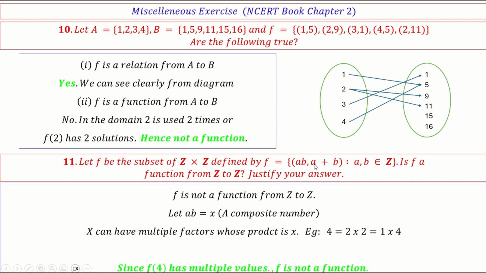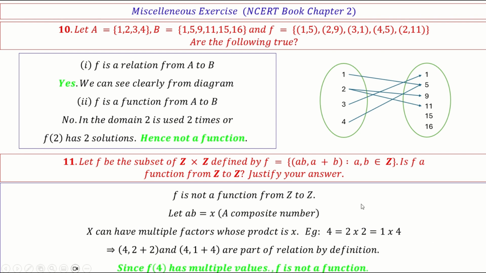Example: if I take 2 times 2, which is 4, correct? 2 plus 2 is also 4. But 4 I can also write as 1 times 4, correct? So if I say 4 comma 4 belongs to Z, then I have two ways of writing, right? 4 comma 2 plus 2 and 4 comma 1 plus 4 are part of the relation by definition. Since f of 4 has multiple values, two possibilities are there, correct? So f is not a function.